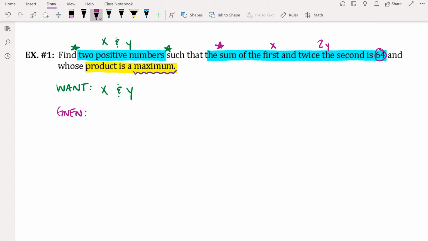So we could write an equation to match that. The sum means add it. So x plus 2y equals 64. That's given to us. We also know that the product is a maximum. Product means multiply, so we also know x times y is a max.